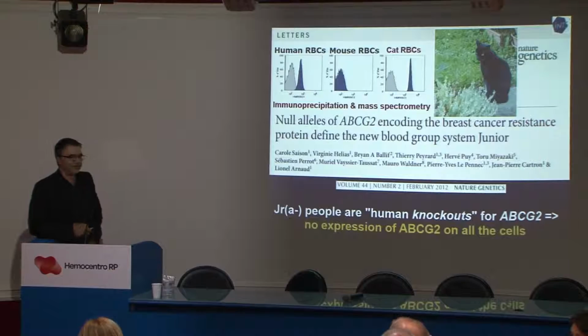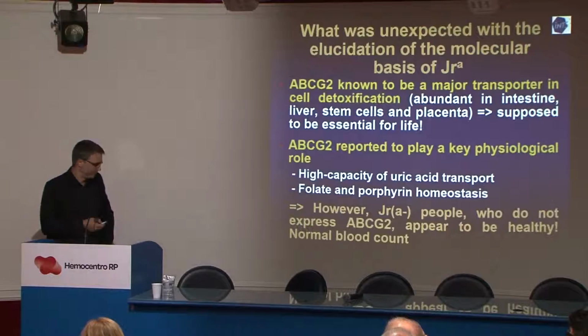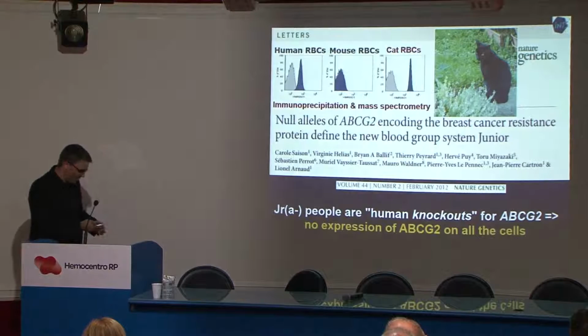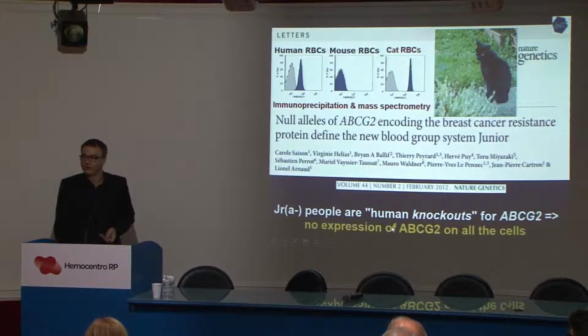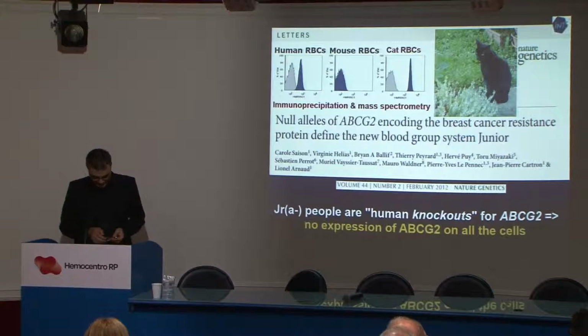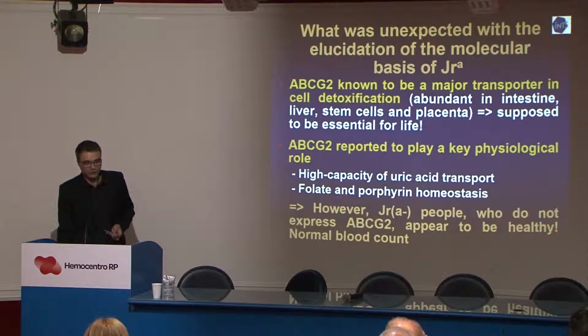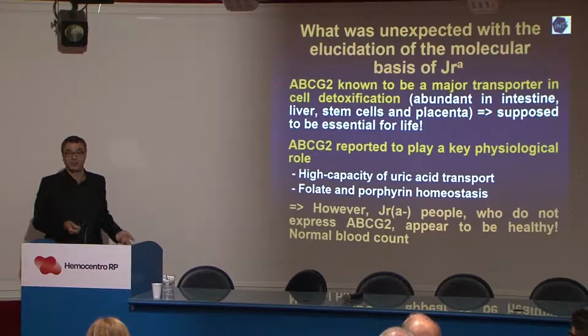What is very, very interesting is that when you are JRA negative, you are considered as human knockout for the gene ABCG2. It is non-functional. So there is no expression at all of ABCG2 in all the cells. And this is quite surprising because ABCG2 is known to be a major transporter in cell detoxification. And it was supposed to be essential for life. But it's not. As you may see, there are many, many people in Japan and they are just healthy.